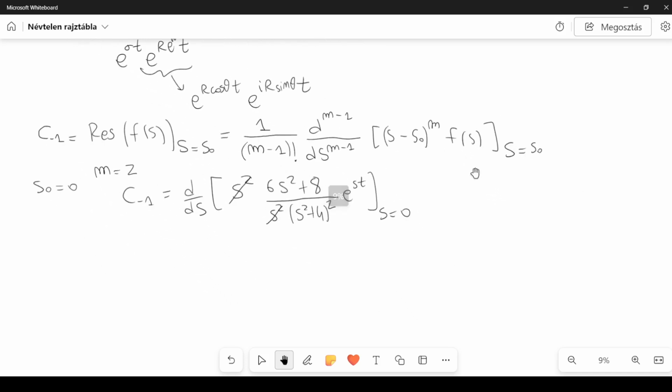And now this is just a matter of calculating a derivative. It is quite trivial, it is quite mechanical, it's easy to calculate. I will not do it here. If you calculate this, you will get a simple result, t over 2.